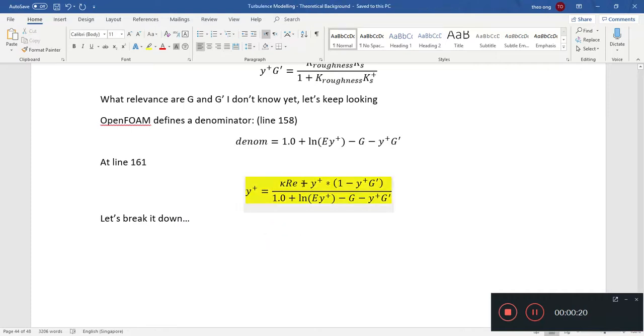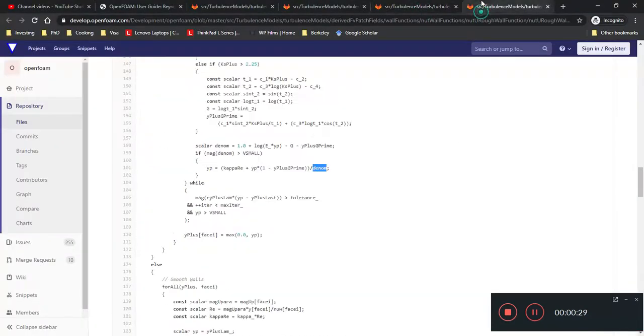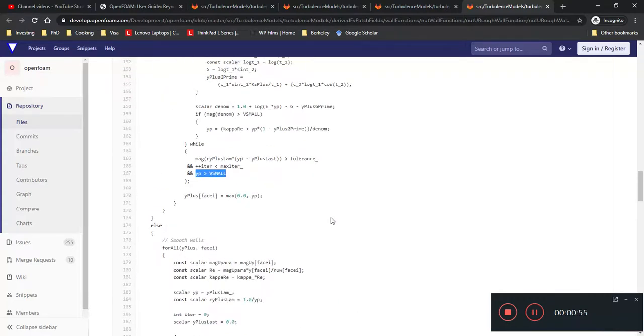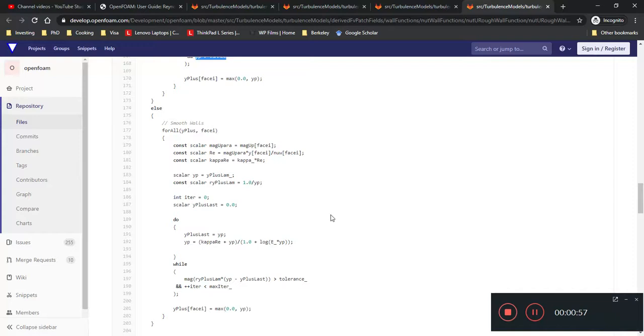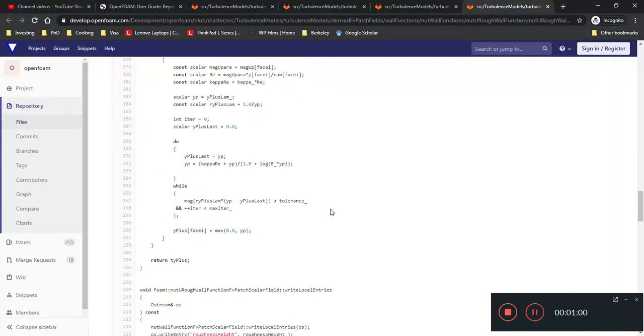If we just rearrange the equations around, we know that the y plus here is always the same because they have this iteration code over here. While this is less than some tolerance, and your iteration number is less than the max iteration, and y plus is more than v small, and so on, you keep iterating. So that's what you do.